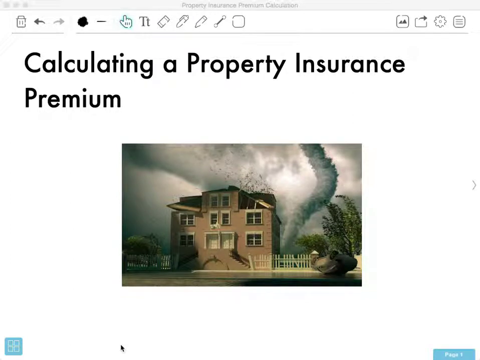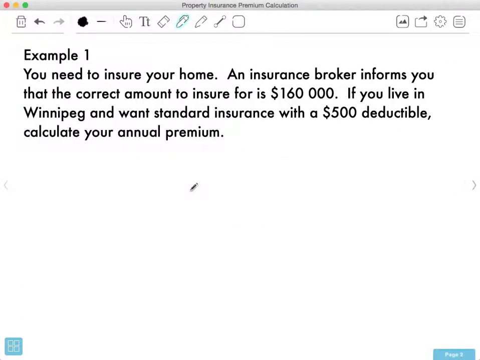This video is for students in Essential Math 40S in the Home Finance Unit. In this video we're going to be calculating a property insurance premium. We're going to focus on house insurance in this video only. Tenants insurance is a very similar process with a smaller table, and your teacher can take you through that. We're going to worry about the larger, more complex table calculating house insurance. So we'll do that through a couple of examples.